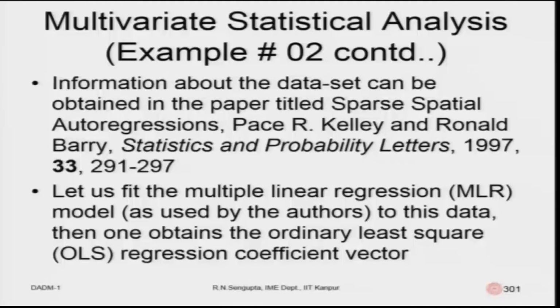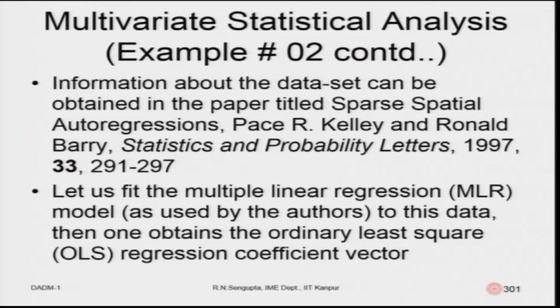This information about the data set can be obtained in the paper titled Sparse Spatial Autoregression by Kelly and Barry in Statistics and Probability Letters, which came out in 1997. So, first we will fit the multiple linear regression. I do not want to go into details; I will come to that later when we will be doing the multiple linear regression. So, let us fit the multiple linear regression MLR model as used by the authors to this data, and we will use the exact formula which has been used by the authors.